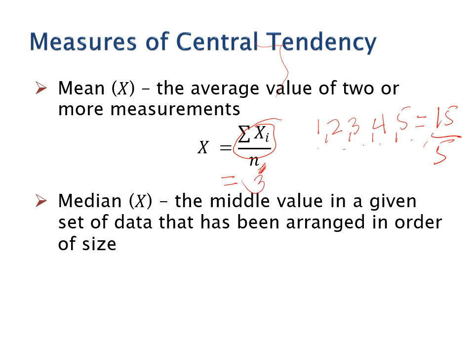3. Next, we have median. It is the middle value in a given set of data that has been arranged in order of size. So, katulad ng example kanina, 1, 2, 3, 4, 5. So, ang median natin dyan is yung 3 kasi siya yung nasa gitna kapag in-arrange mo sila in order of size.